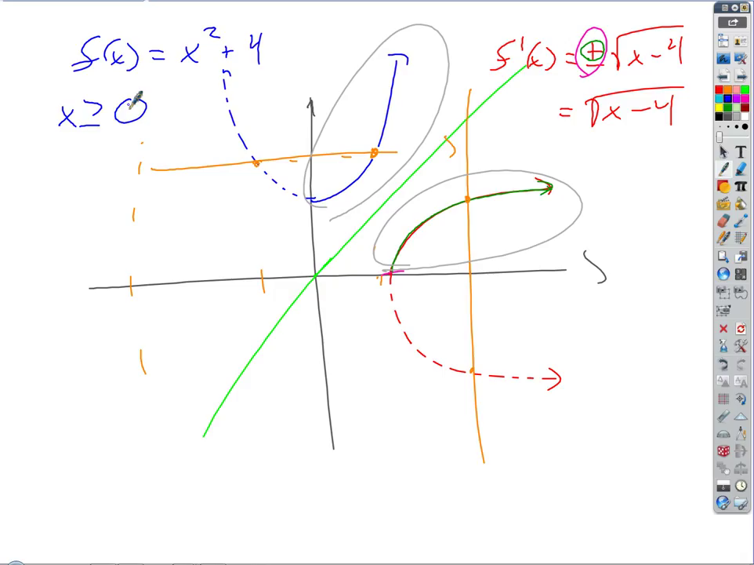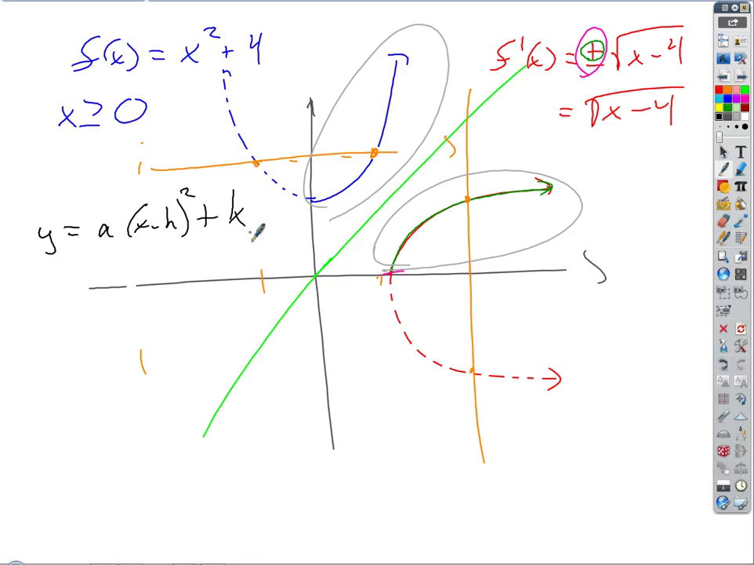Where's the vertex on the original function? It's in a form where we can tell, isn't it? It's actually written in the form f of x or y equals a times x minus h squared plus k, isn't it? What's h? H is the x coordinate of the vertex.